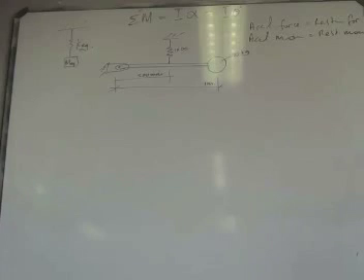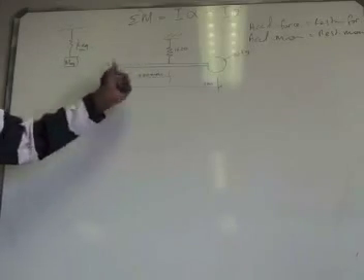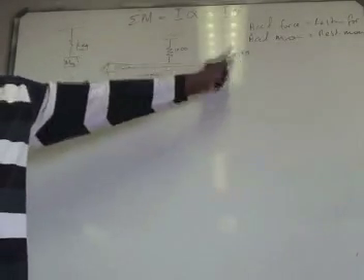Now let's look at our accelerating items. Accelerating items are simply inertia items, things with mass. In this case, what we have with mass is this block, a 10 kg block.